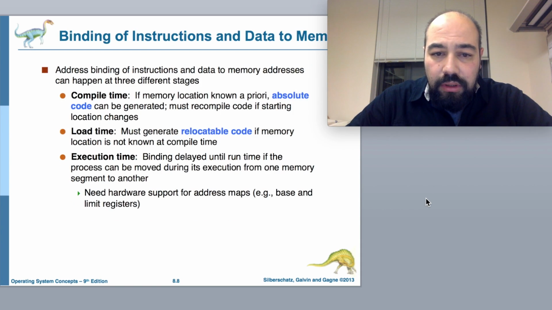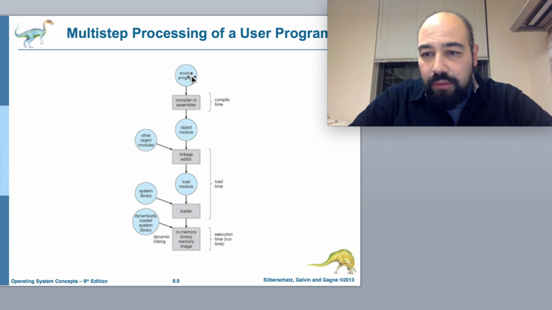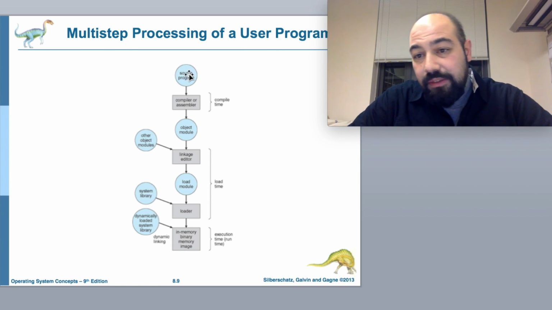Okay, so let's go with some timings. This is how a program, a process, runs. You start with a program, a source code. Let's assume it's in the C programming language, or you can use any other programming language like C++.